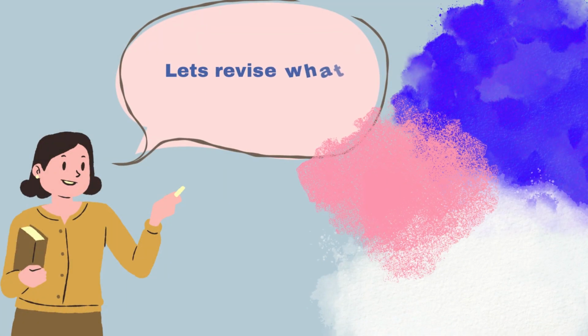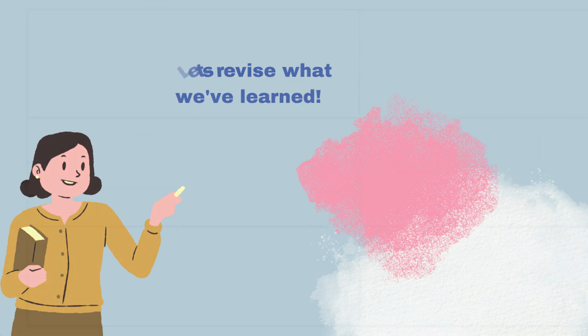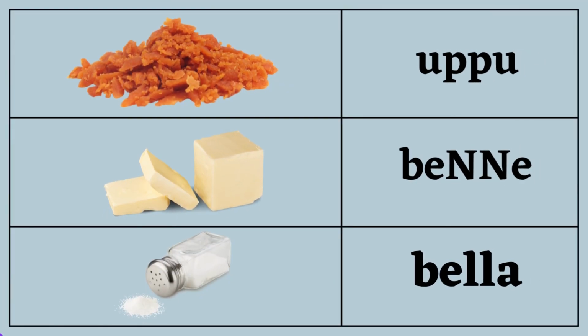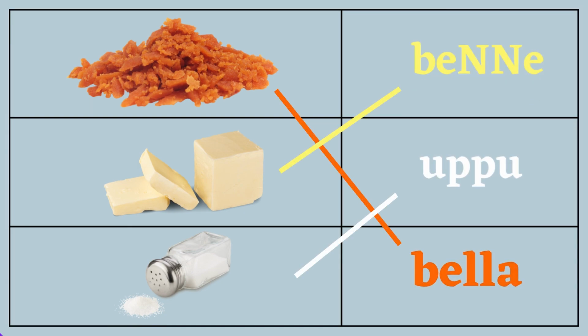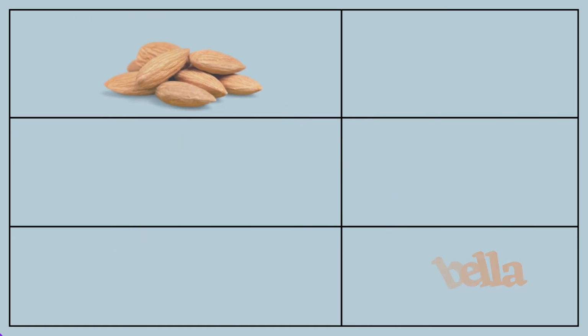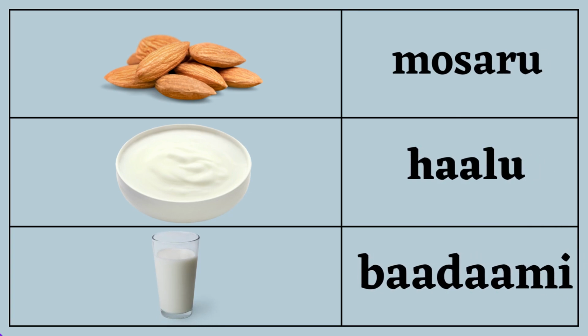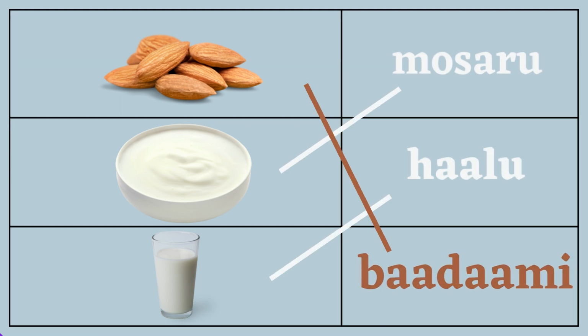It's revision time. Now, let's play a quick memory game to revise all the food words we have learned so far. Match the pictures of the following foods to their Kannada translations. Let's get started. Up first, we have Uppu, Benne, and Bella. If this is how your answers look like, then you are absolutely right. Up next, we have Mosaru, Halu, and Badami. These are the right matches.